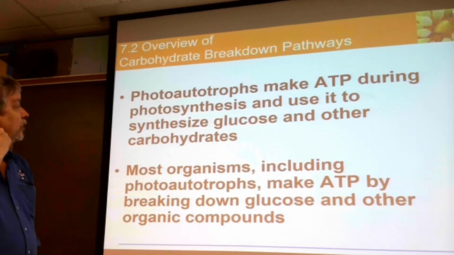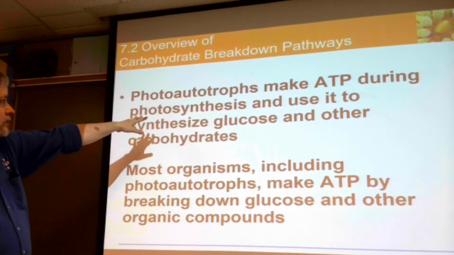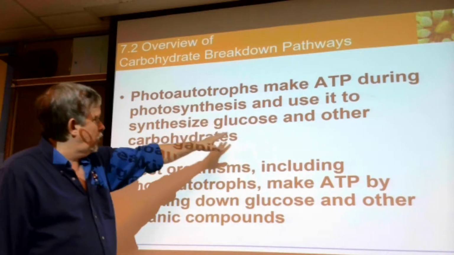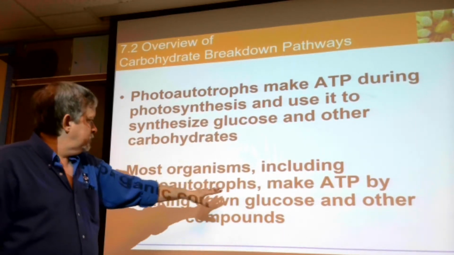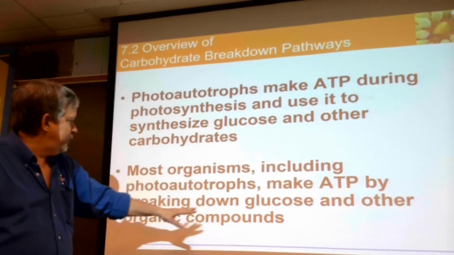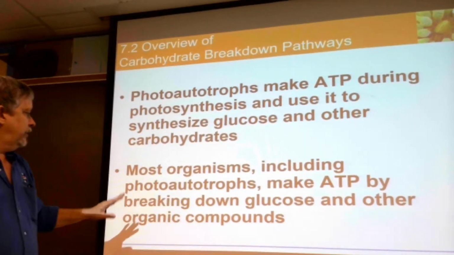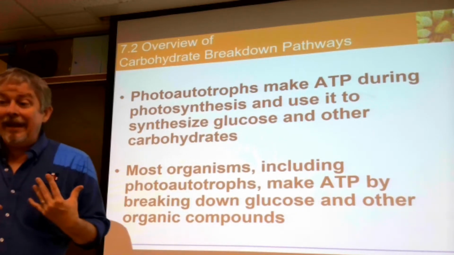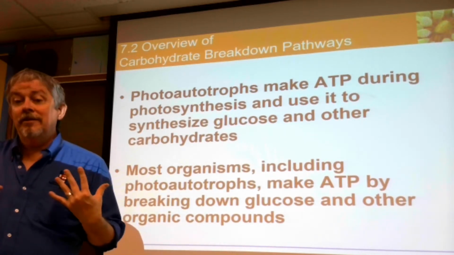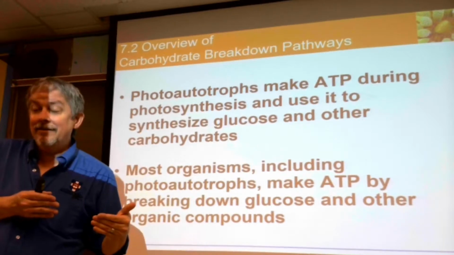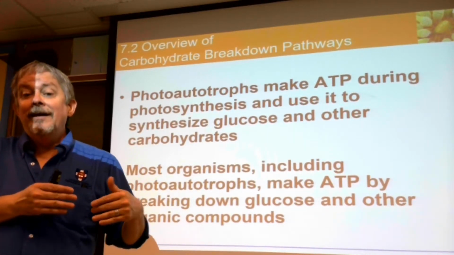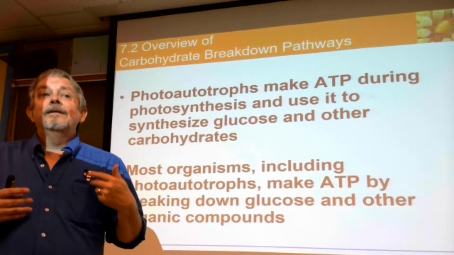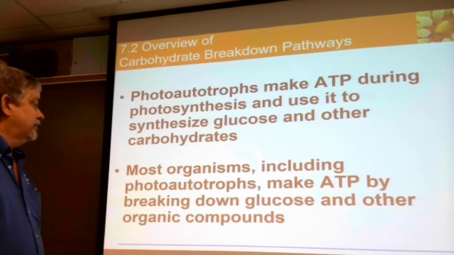So photoautotrophs, those who use light energy to make sugars, make ATP during photosynthesis and use it to make glucose and other simple carbohydrates. Most organisms, including photoautotrophs, make ATP by breaking down glucose and other organic compounds. Even plants break down sugars for energy. They don't use the energy made in the light-dependent reaction for energy. They don't use that ATP and NADPH. They only use that to make sugar. To get energy, they're breaking apart the sugars that they've made also.